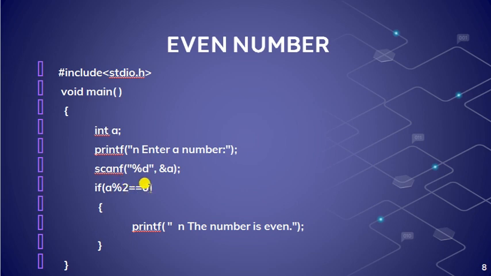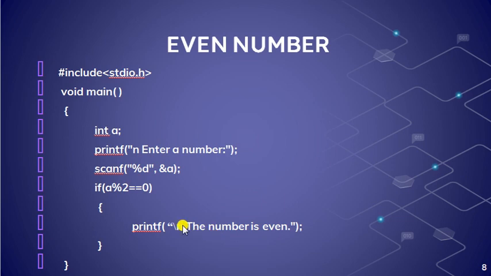Then if a % 2 == 0, this is the condition given. The condition is what? a % 2 equal to 0, that is, when we are dividing a by 2, whether the remainder is 0 or not. That is modulo division, meaning the remainder of the division of a by 2. When it is 0, the condition is true, and then we enter these statements. So we get the output "the number is even". Also, \n is used for going to the next line.